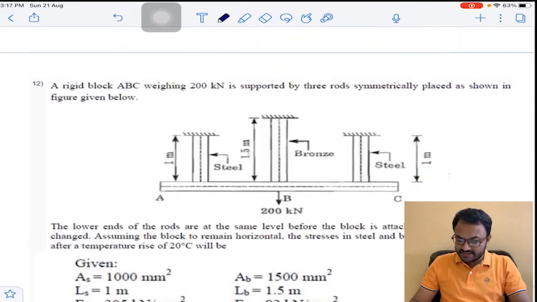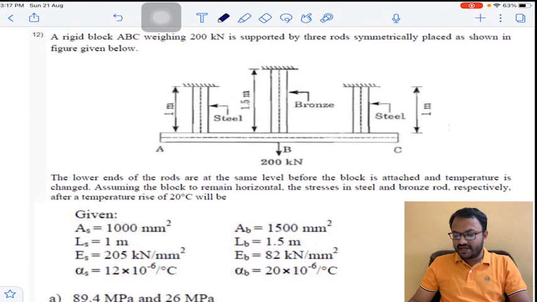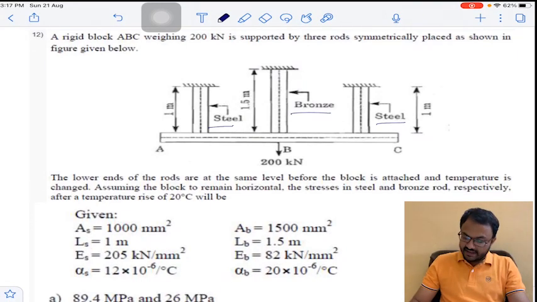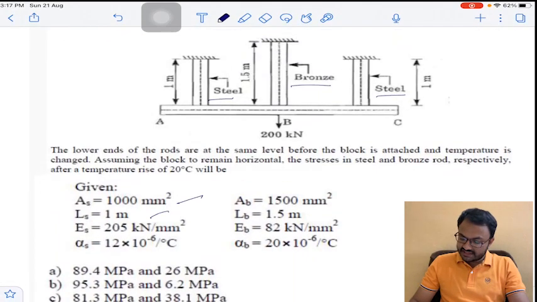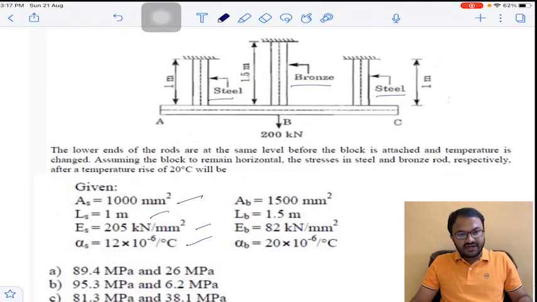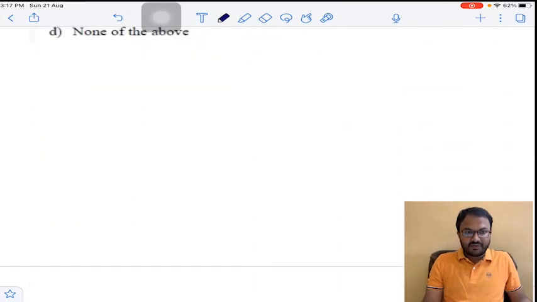Now the last question is: a rigid block ABC weighing 200 kN is supported by 3 rods symmetrically placed as shown in the figure given below. On the left and right side there are 2 steel rods, and in between them there is a bronze rod. He has given the length of steel and bronze, the area of cross section, modulus of elasticity and coefficient of thermal expansion. So it is somewhat a long answer question. Pay a little attention here, and we will get a proper answer. So this is bronze, and both of these are steel.